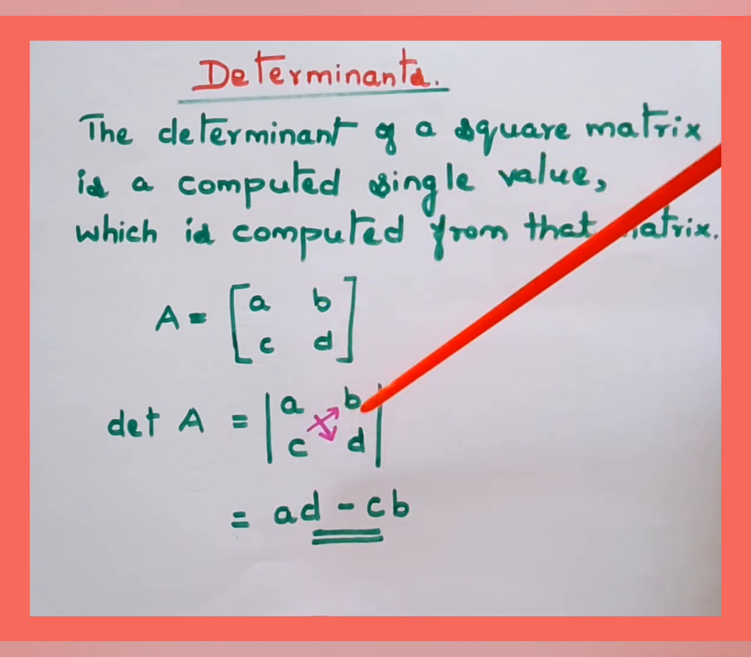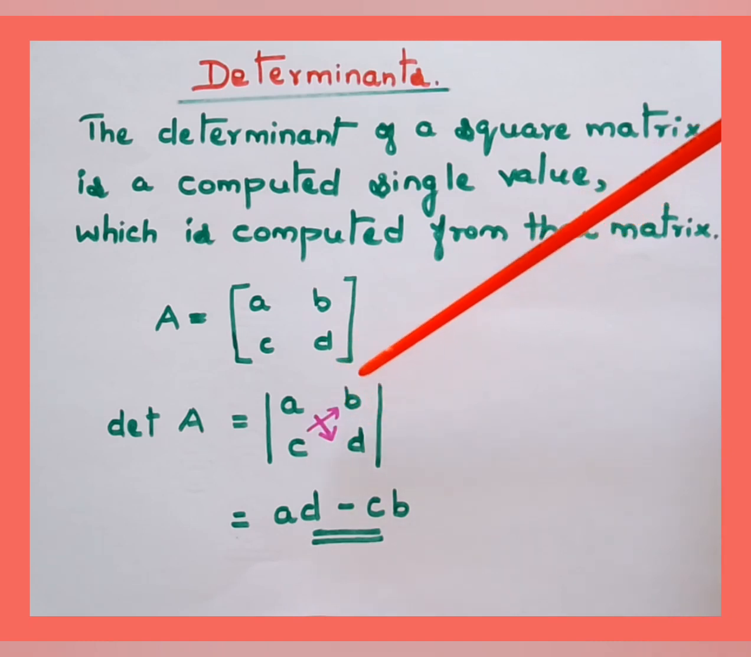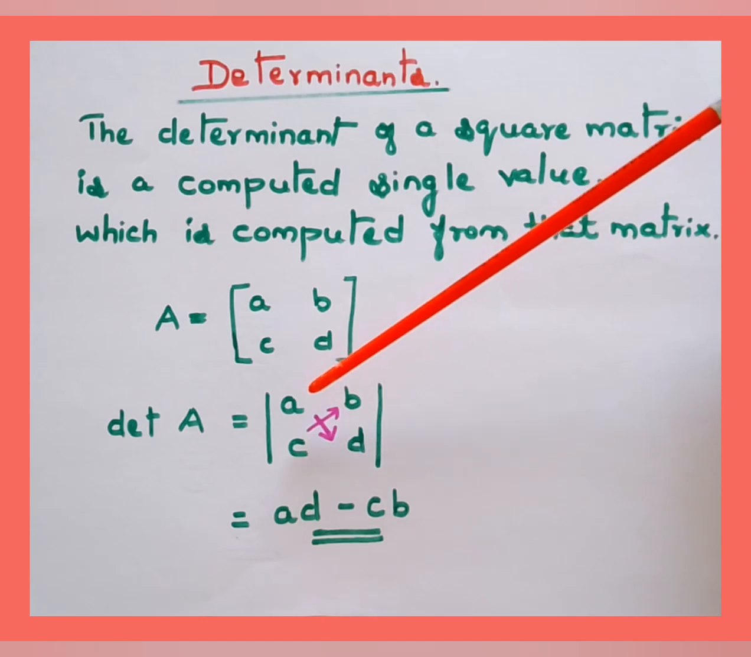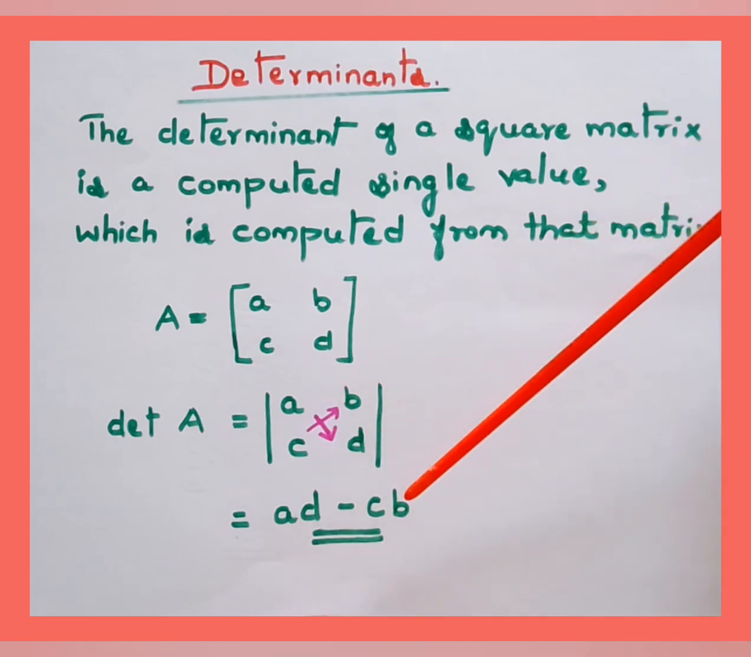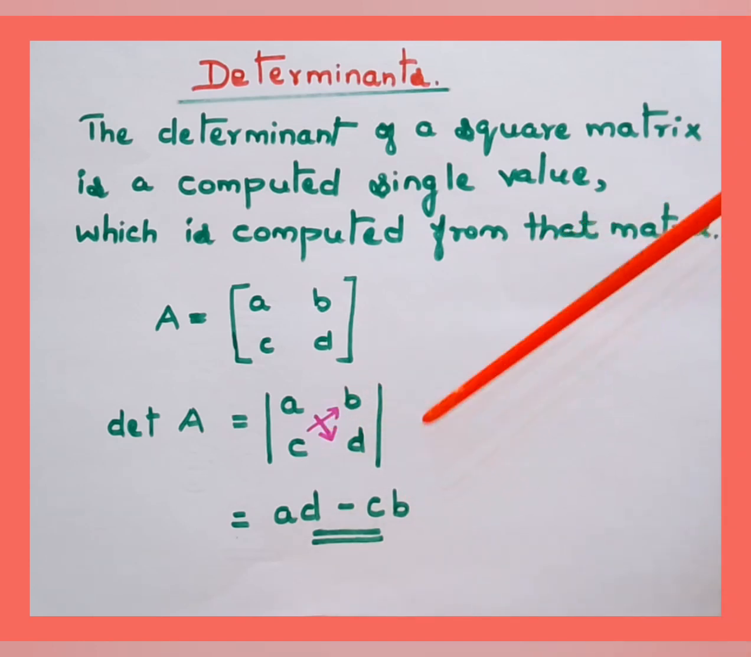And if it is just a square matrix like this with 4 elements here, you can directly solve it. Multiply A into D first, AD minus C into B. Okay, this is how we have to do. As we solve more sums, you will understand that in a better way.